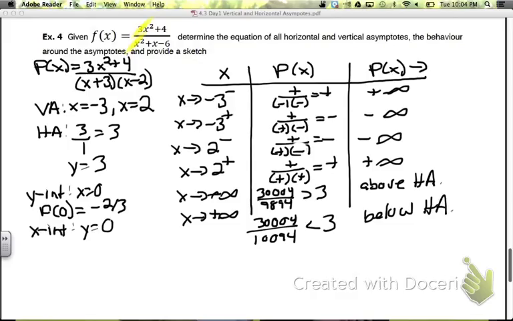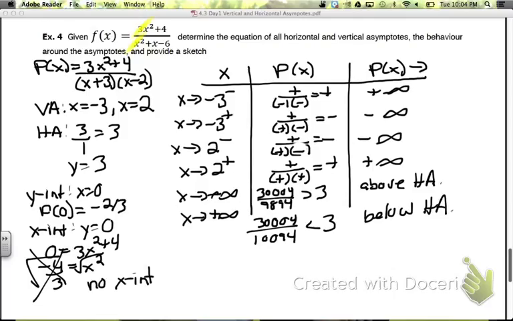Remember, x-intercept exists as y is equal to 0, so it's actually just going to be 0 equals 3x squared plus 4. I can rearrange now negative 4 over 3 equal to x squared. If I took the square root of both sides, this does not exist. It's an imaginary number. Therefore, we have no x-intercept. So therefore, it will never cross our x-axis. So now we can use all this information to go ahead and sketch our graph.